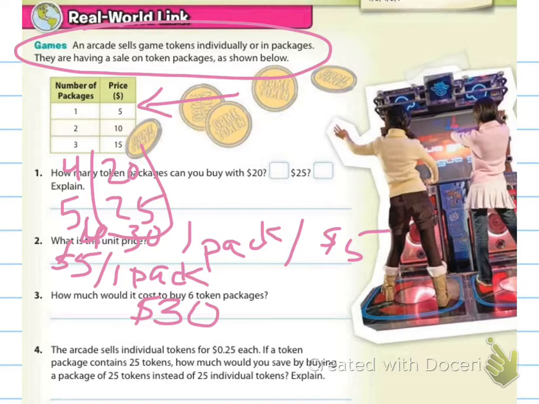The very last question is asking us, the arcade sells individual tokens for 25 cents each. If a token package contains 25 tokens, how much would you save by buying the package of 25 tokens instead of 25 individual tokens? So this one I want you to do on your own. I want you to pause this video and figure out how much 25 tokens at 25 cents each would cost, and then compare that, meaning subtract, and find out how much more you would spend if you were buying the individual tokens. Pause the video now.